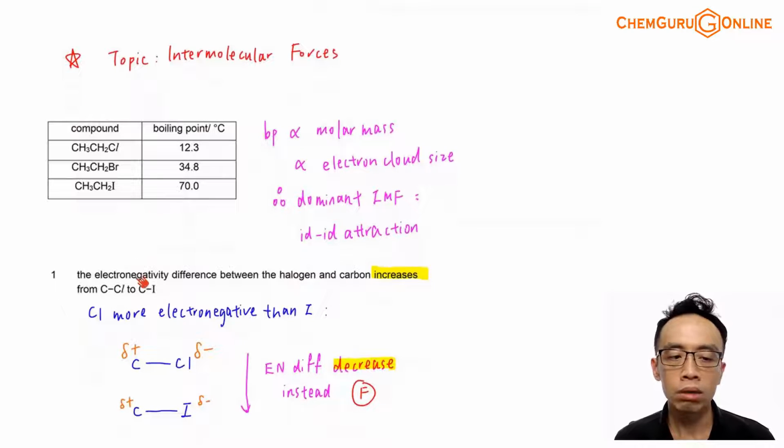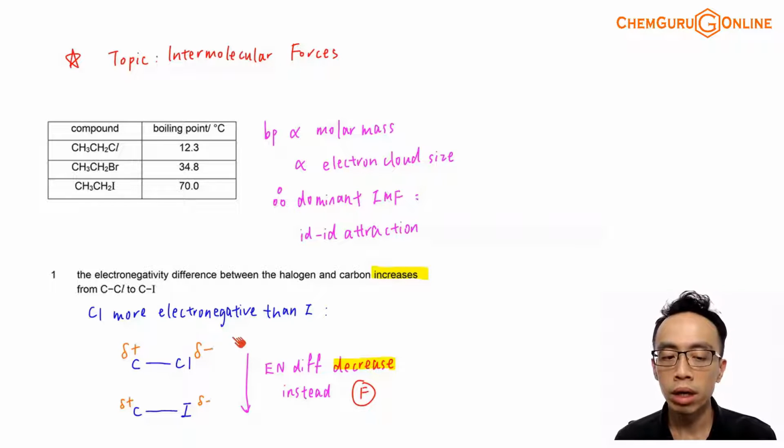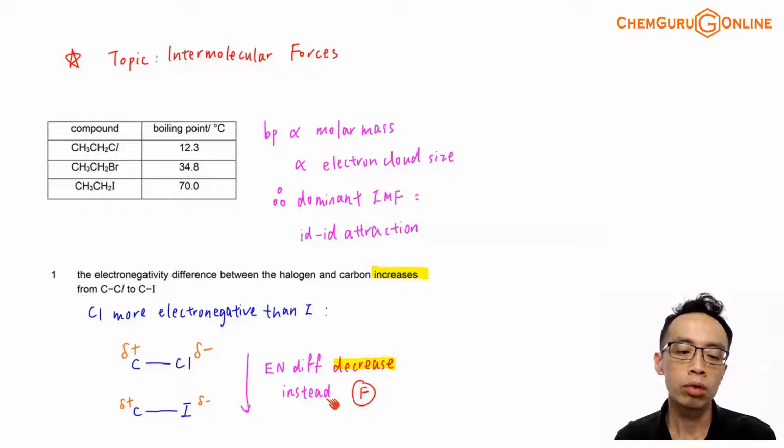Statement number 1, the electronegativity difference between halogen and carbon increases from C-Cl to C-I bond. Is that statement true or not? Now, chlorine is more electronegative than iodine, and therefore if I consider C-Cl bond versus C-I bond, the C-Cl bond will have a bigger difference in electronegativity than the C-I bond. The difference in electronegativity for C-I bond is smaller, while for C-Cl bond it is larger. This statement is not true in the first place because the electronegativity difference should decrease when you go down the group instead of increase. Statement number 1 is not true, and therefore it is not the answer that we want.